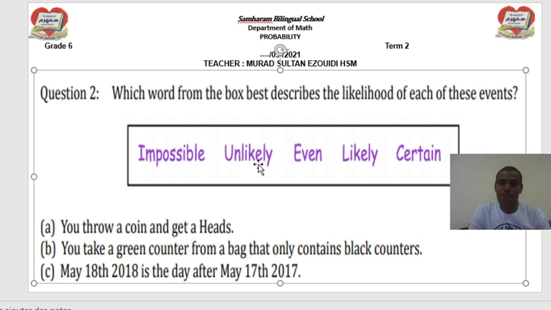So the word that best describes the likelihood here will be impossible. It means it has a probability of 0. Clear?